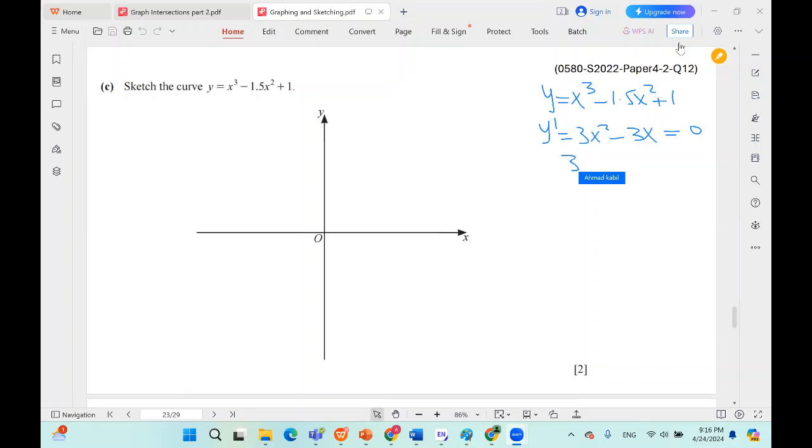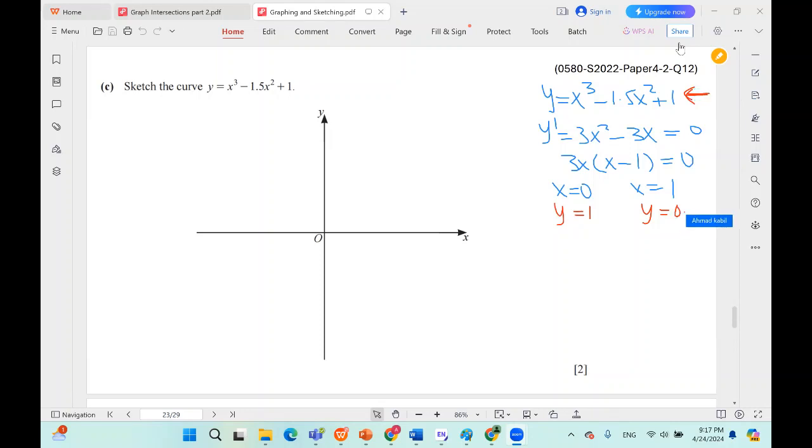So we can take 3x as a common factor. We are left with x minus 1. So at x equals 0 and at x equals 1, we have turning points. Now we plug those into the original formula to get the y values. When x equals 0, we get 0 minus 0 plus 1, so y equals 1. For x equals 1, we plug it again into the original formula: 1 minus 1.5 plus 1, this is equal to half.